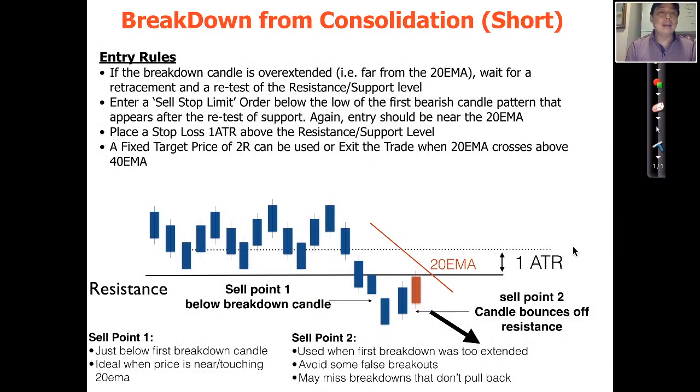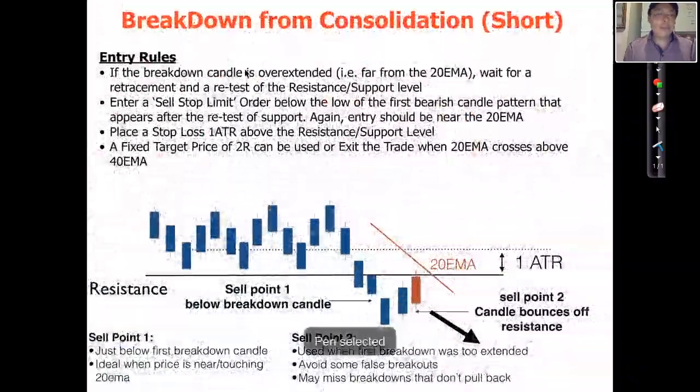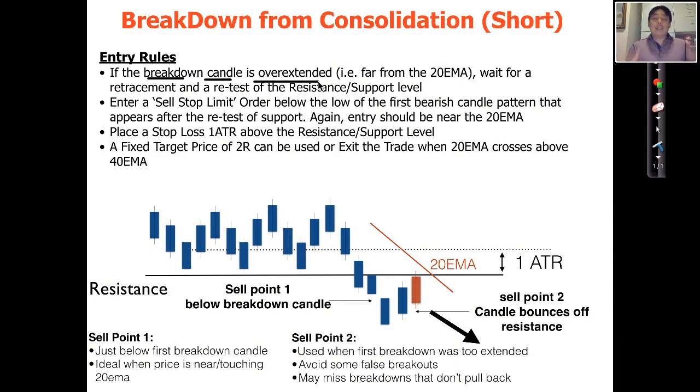Oh, and before that, sorry, I have not finished with the actual example. Let's go down. Like I said earlier on, if the breakdown candle is overextended, similar to the breakout candle, if the breakdown candle is too overextended, too far from the 20 EMA, do not enter because you tend to snap back and hit your stop loss. Wait for the retracement and a retest of the resistance and support level.